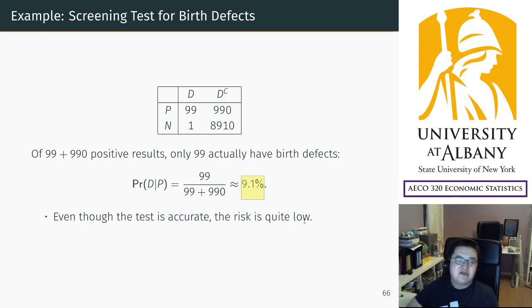But just for convenience, I used 1% as a numerical example. So the final result is 9%. Actually, it should be much lower than that. So in the future, when you get a positive result for your baby or for yourself, don't panic. Think about what I taught you, look at this slide and do the math by yourself.